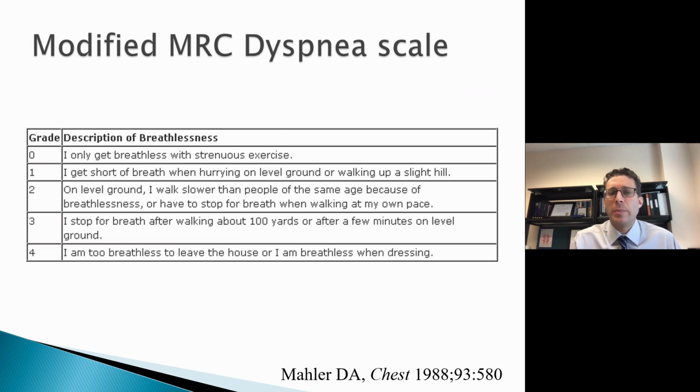This instrument is a bit simpler. It's called the Modified MRC Dyspnea Scale, or the mMRC score, and it's reproducible activities. The patient is asked whether they cause breathlessness. Normal is only getting breathless with strenuous exercise, where the most severe is patients who are too breathless to leave the house or breathless when dressing and undressing. We consider a score of 2 or more to be symptomatic COPD. And that's patients who walk slower than other people their own age, maybe walk slower than their spouse on flat ground, or have to stop for breath when walking at their own pace. That's not considered a normal consequence of aging.